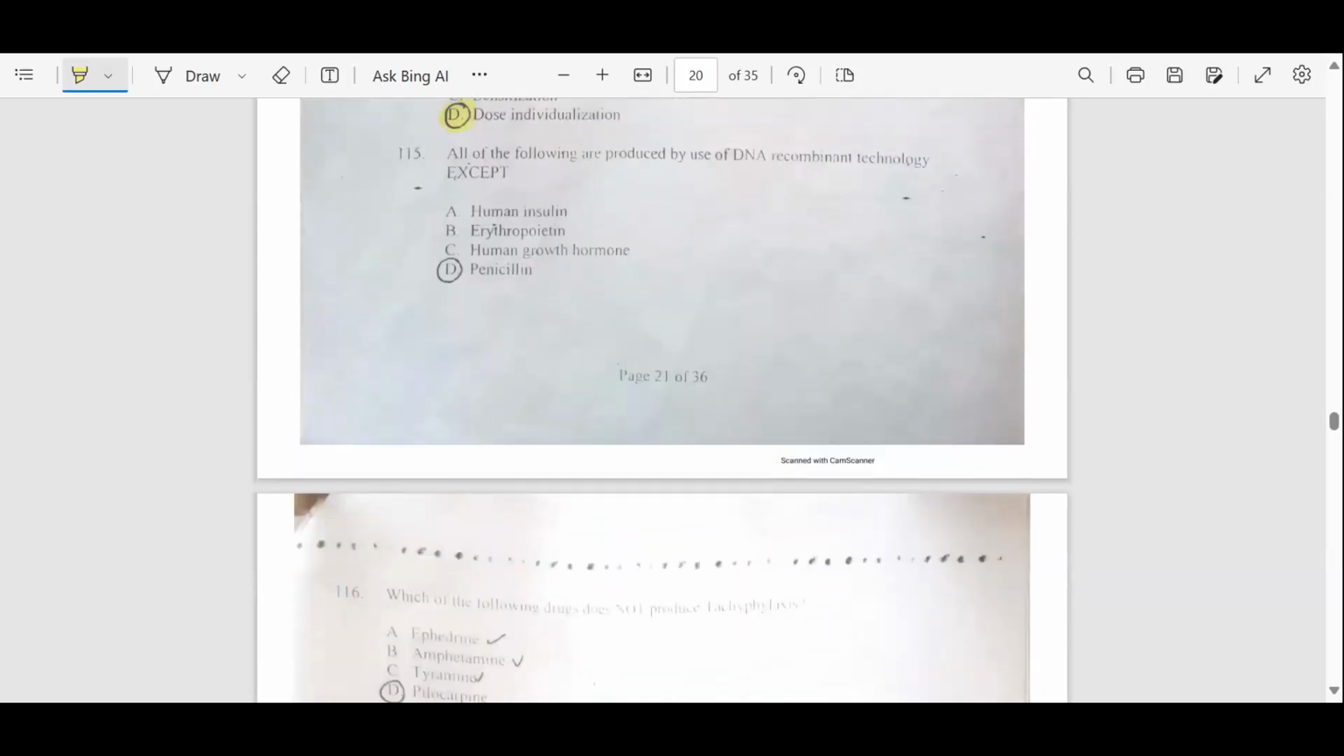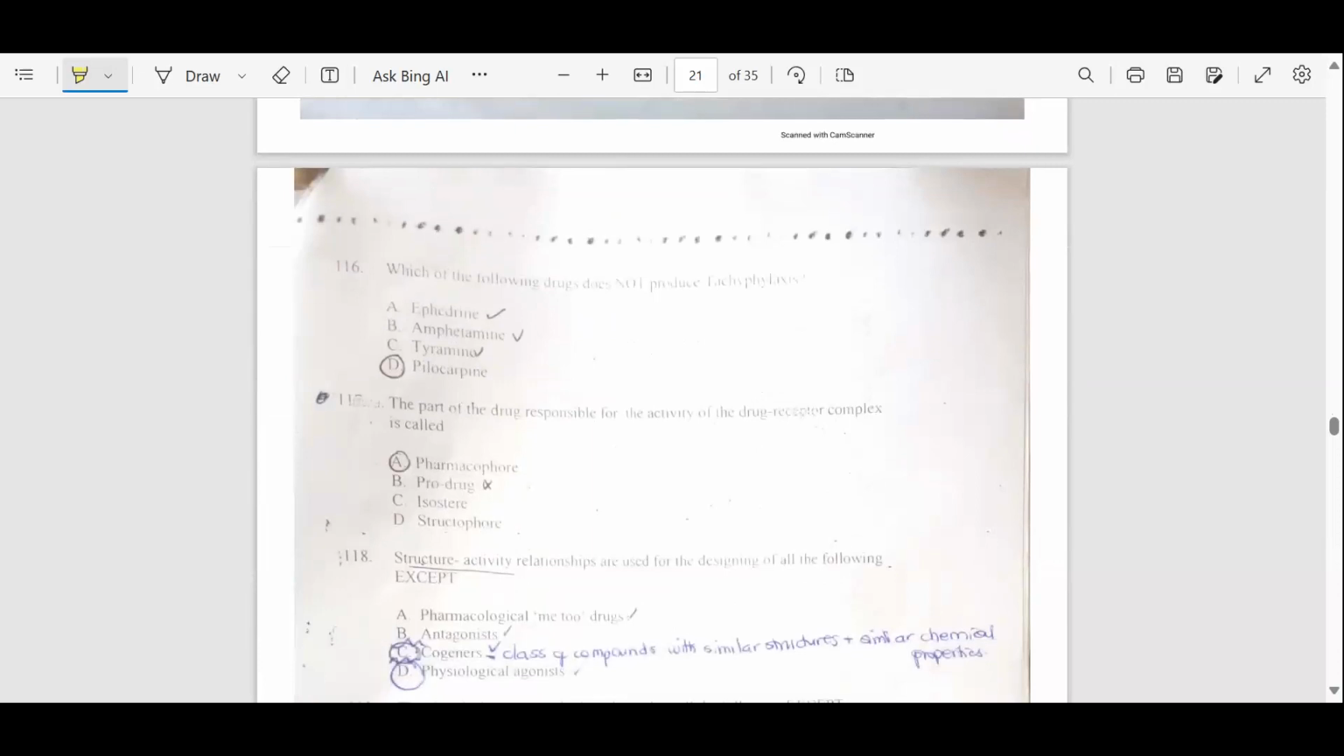So number 115. All of the following are produced by use of DNA recombinant technology except: human insulin, EPO, human growth hormone, and penicillin. You know that penicillin is derived from a fungus, Penicillium. So that one is choice D.